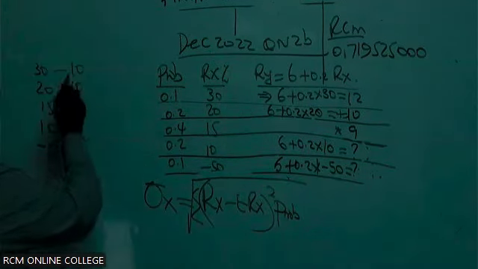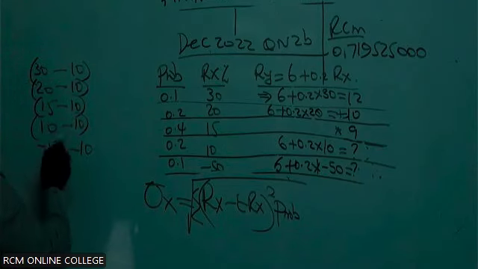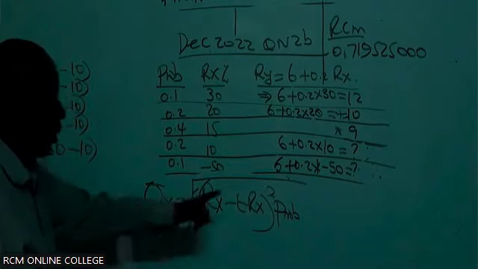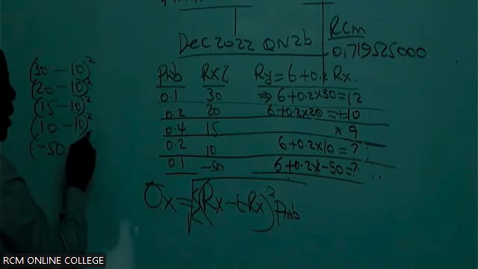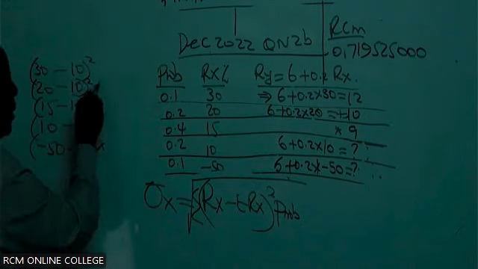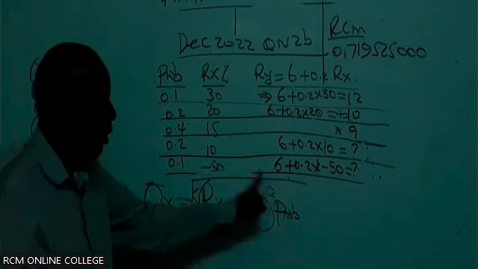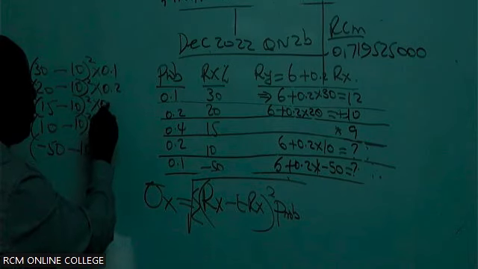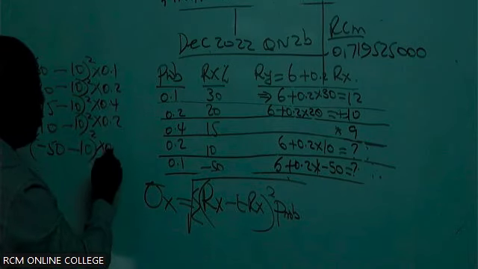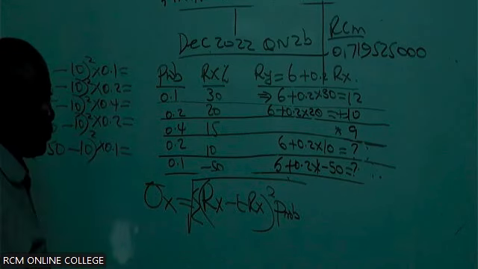So come here, ladies and gentlemen, and follow that formula religiously. So then what do I do here? I square, times, in this case here, probabilities. So the probabilities are here. This is 0.1, this is 0.2, 0.4, 0.2, 0.1. So which will end up giving me what figures?